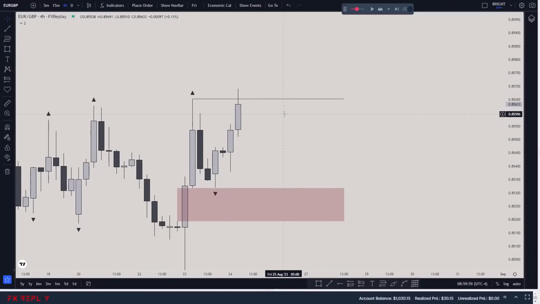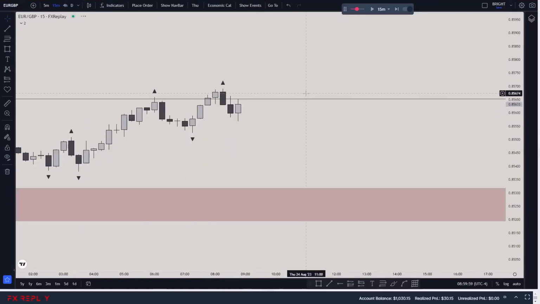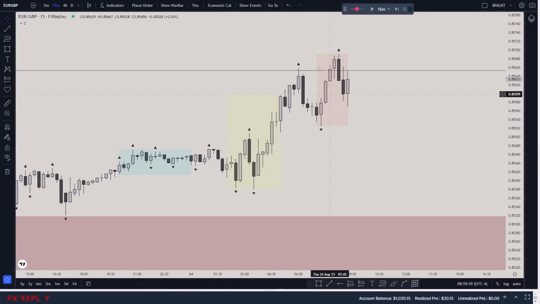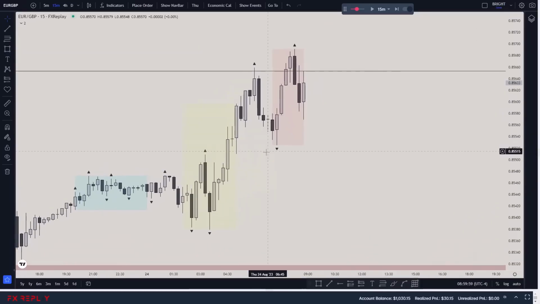You see? So I'm gonna go to the 15 minutes, see if we have anything here. So we are inside of the New York kill zone, and it's 8:45. Our change of character in this case is right here. This is our structure shift. However, we can also look at the inverse fair value gap.